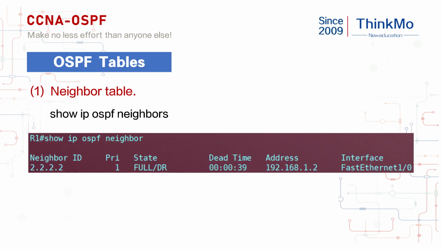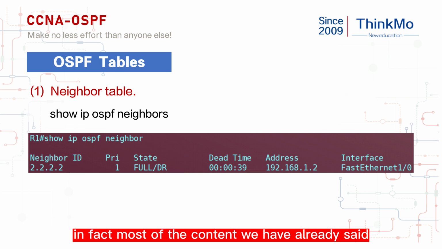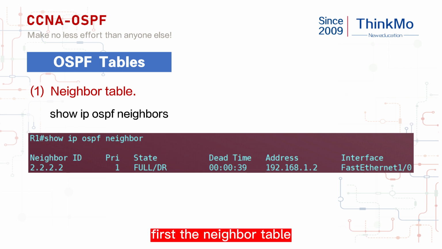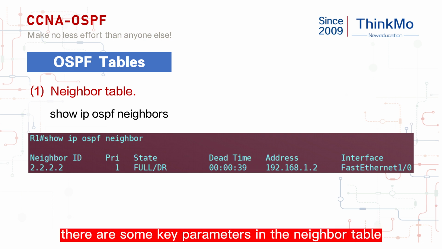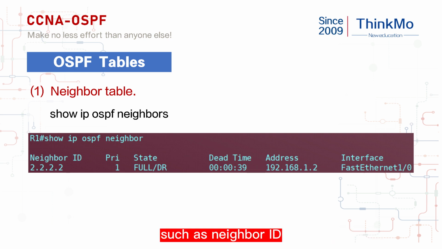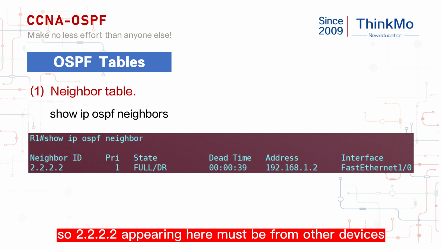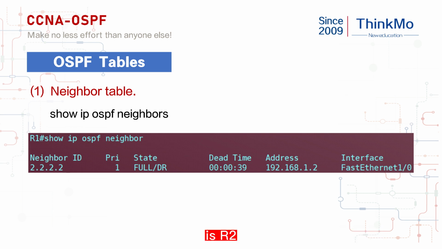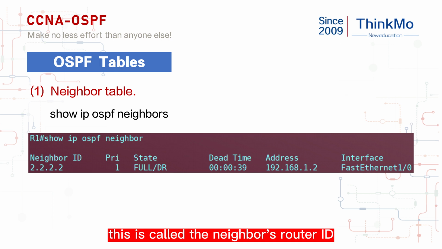Let's read it together. In fact, most of the content we have already said. First, the neighbor table. There are some key parameters in the neighbor table, such as neighbor ID. This ID is the identity. What it sees is not its own, because it is R1. We must configure R1 to be 1.1.1.1. Everyone knows this. So 2.2.2.2 appearing here must be from other devices. It is R2. This is called the neighbor's router ID.